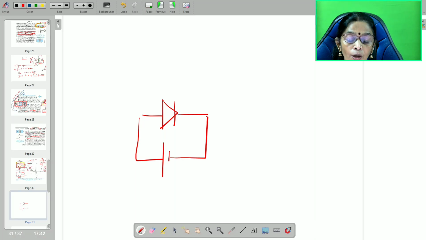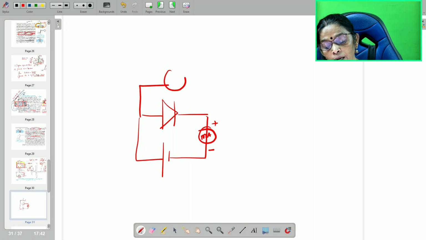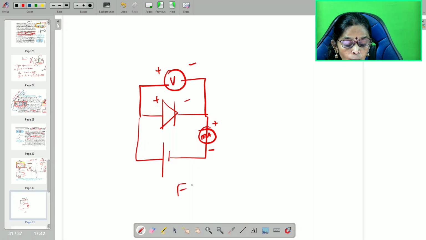If you want to find out the current, how much it is flowing, always see to it that the milliammeter is connected in series. So, this is negative, this is positive, the milliammeter, and the voltmeter should be connected in parallel to it, positive, negative. This is called forward bias.